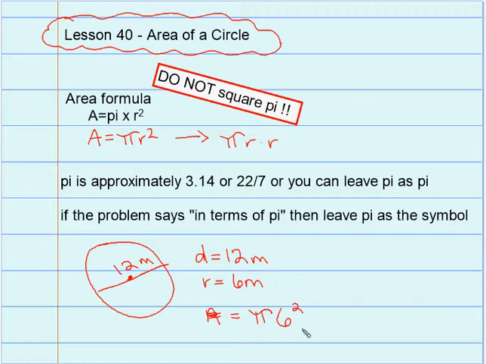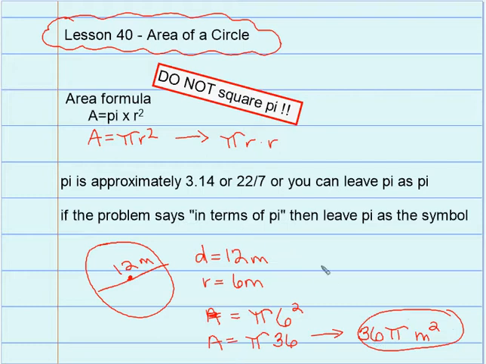Order of operations says I square first, so area equals pi times 36. Now if the answer is in terms of pi, then you need to change this around and write it with the constant first, the number portion first, 36 pi meters, and it's area, so it's squared. If you were to use 3.14, then you would multiply that times 36.